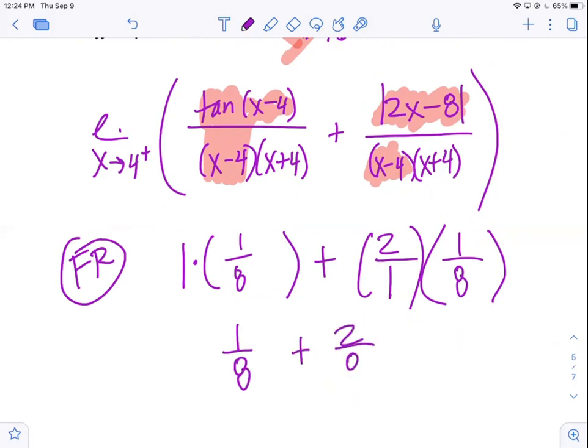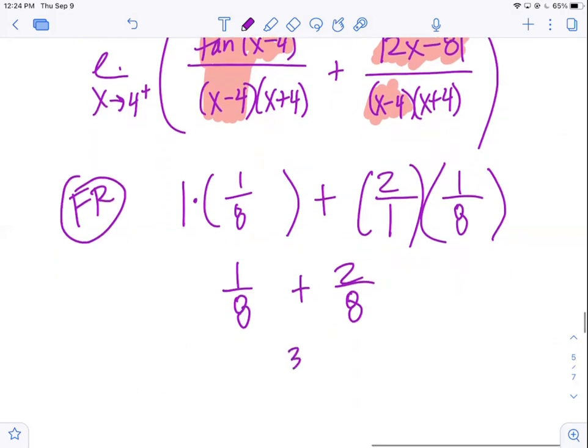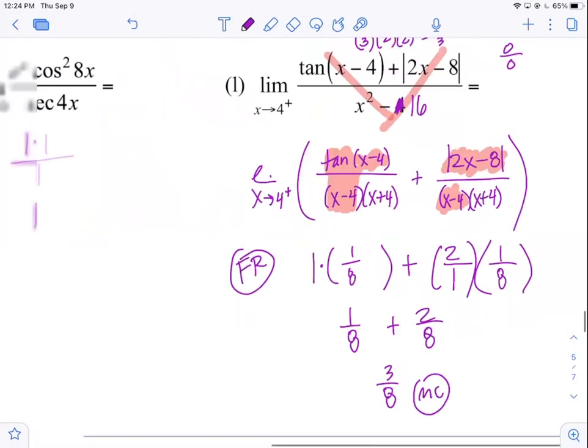Now, I'm not going to simplify 2/8 to 1/4 because I need a common denominator. 3/8. There's your multiple choice answer. There you go. So the original problem was direct substitution, but changing the denominator to a 16 makes it a little more fun, right? A little more fun.